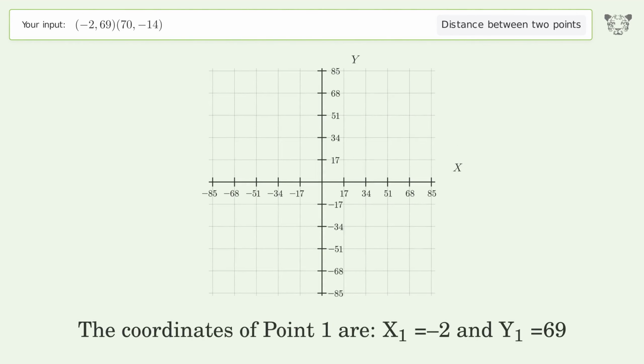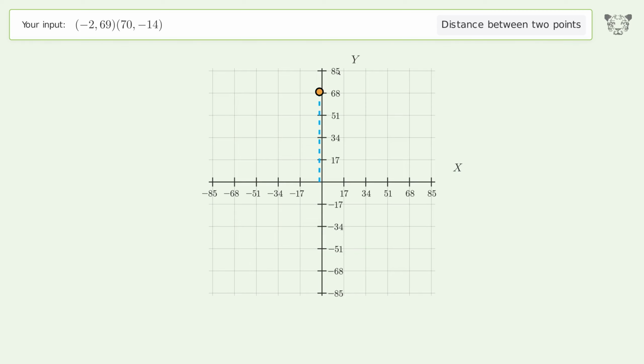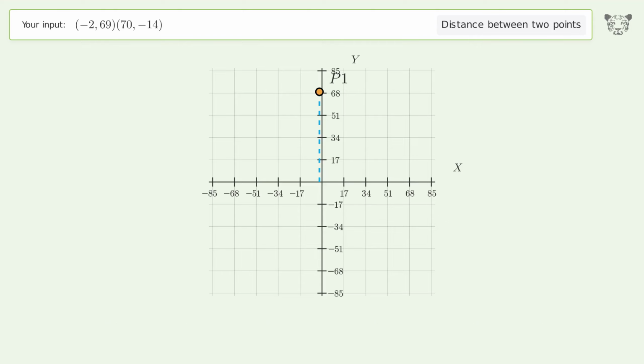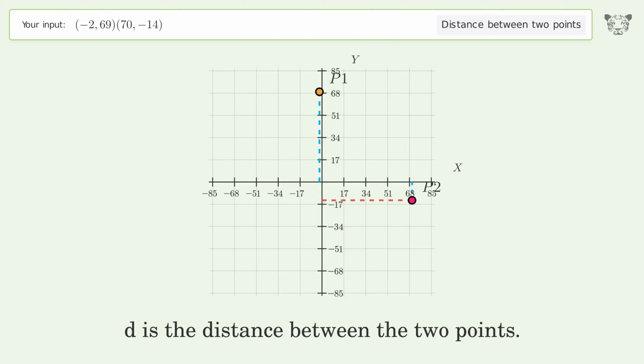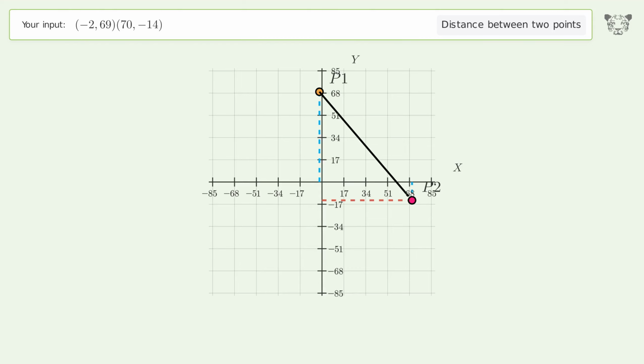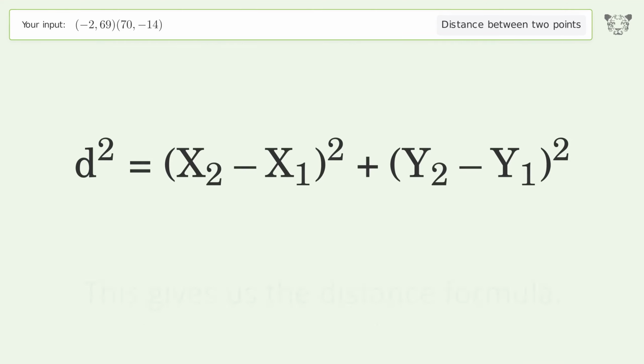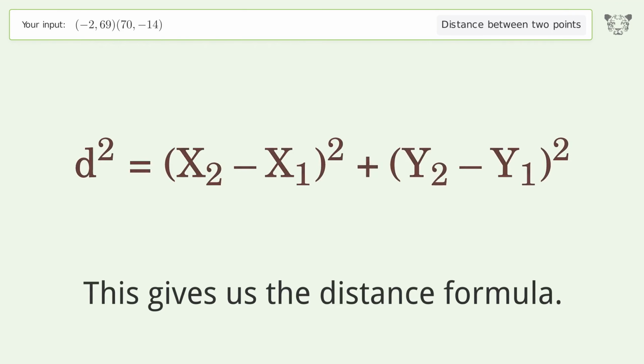The coordinates of point 1 are, x1 equals -2 and y1 equals 69. The coordinates of point 2 are, x2 equals 70 and y2 equals -14. D is the distance between the 2 points. First, take the square root of both sides of the Pythagorean theorem. This gives us the distance formula.